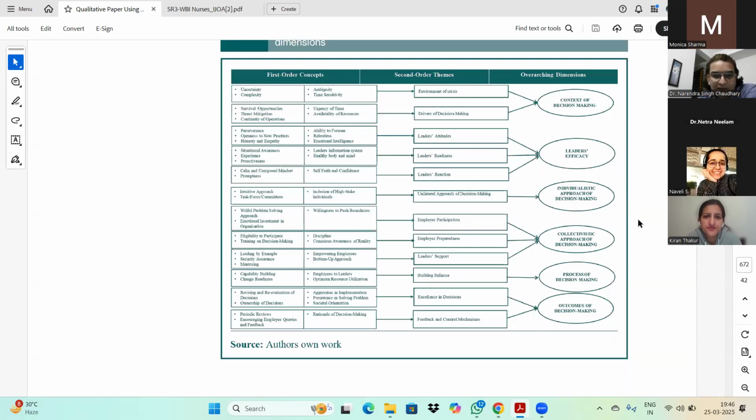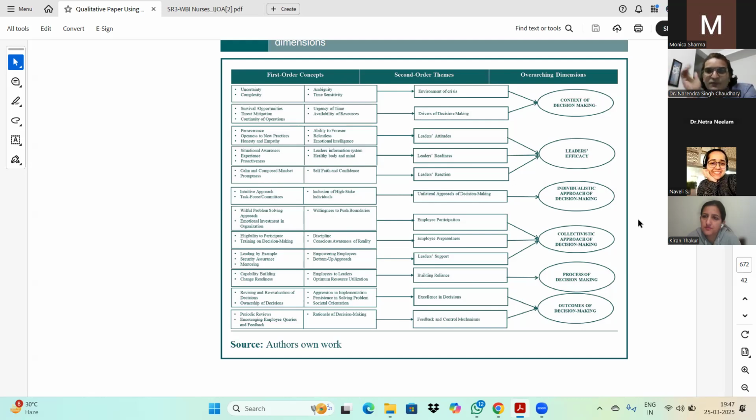Yes, it is. Now see: uncertainty, complexity, ambiguity, time sensitivity. You could just read this paper, and I request everyone to look at it. These are the keywords, the particular words that they identified from the initial open coding. This is the first order concept, which is open coding. From these words, you can see uncertainty, complexity, ambiguity, time sensitivity.